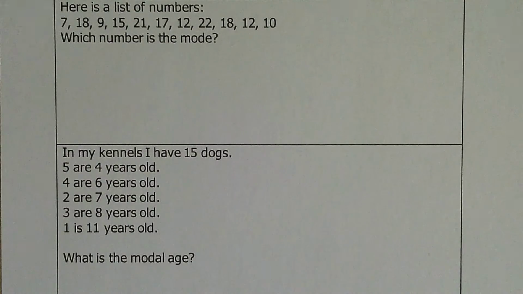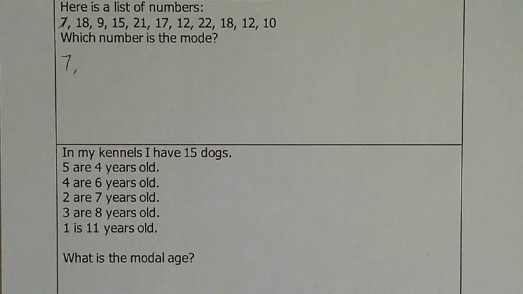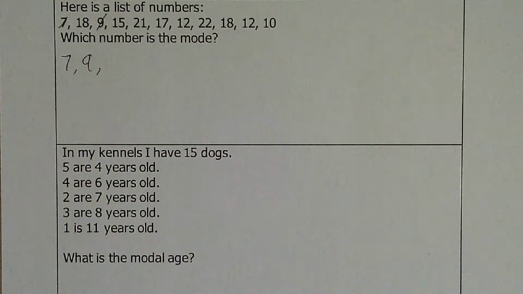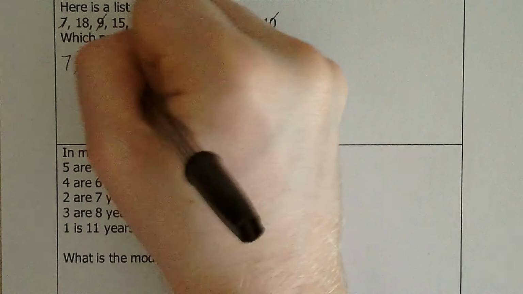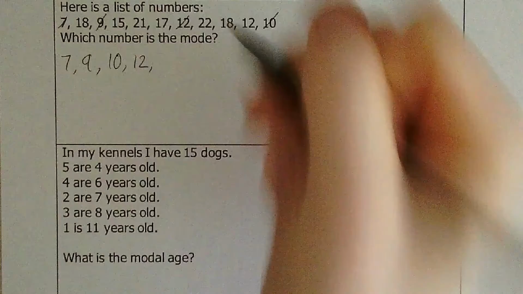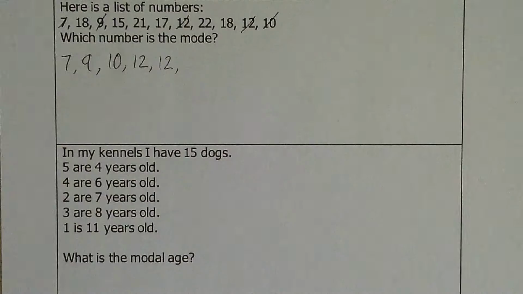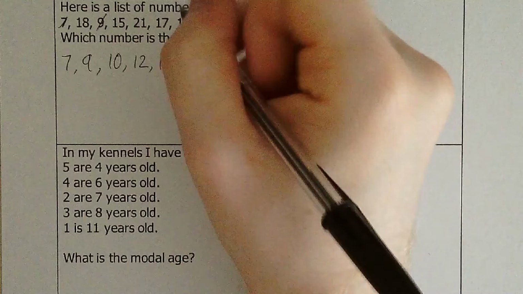On to our next question, and again we've got a list of numbers and we need to work out which number is the mode. So we'll start by listing the numbers in ascending order. 7 is the smallest number in this list, so we start with 7. Then we have 9. Then we have 10. Followed by 12. Then another 12. Then 15.